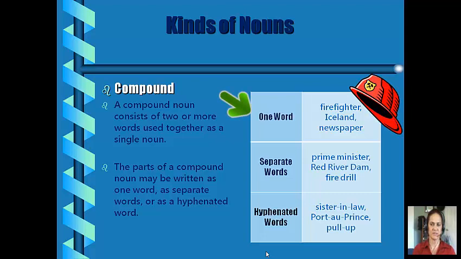One word examples are firefighter, Iceland, and newspaper. Separate words, for example, prime minister, representative of one person. Red River Dam, a place, but the proper noun has more than one word in it, so it's considered a compound proper noun. Fire drill represents one thing even though it's two words, so that's a compound noun. Or you could have hyphenated words like sister-in-law, Port-au-Prince, pull-up. Those are all compound nouns that are hyphenated.